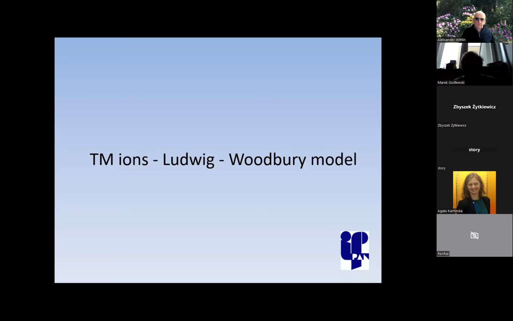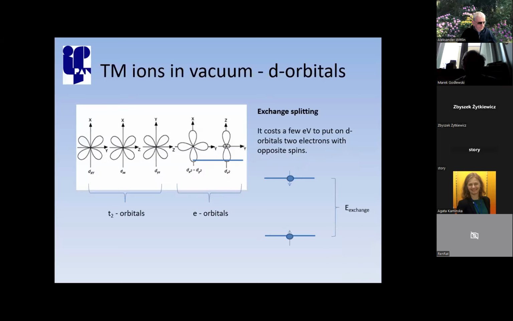Historically, the first model, which was used for many years, was proposed by Ludwig Woodbury. And it was proposed to describe what we see in electron spin resonance. And my career in the institute started, as Oleg said, many years ago, 50 years, when I was working on my PhD using electron spin resonance. So that's why I made this model using it.